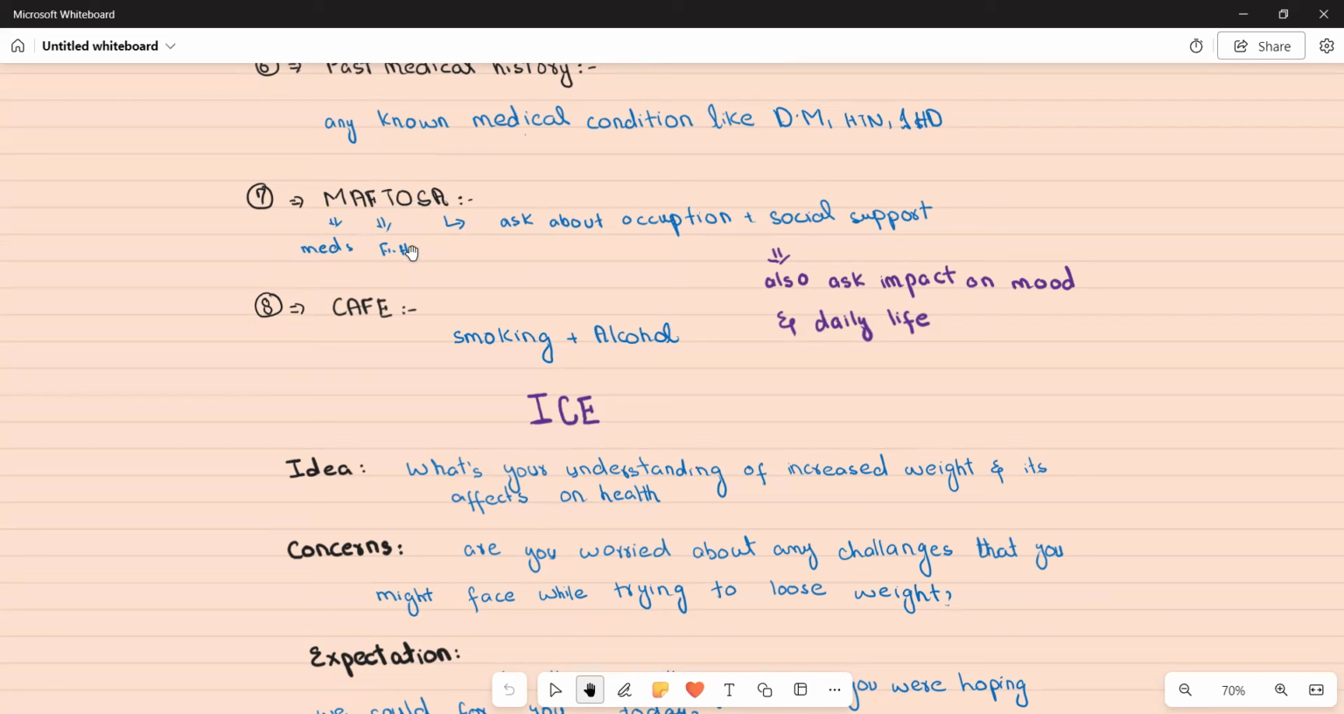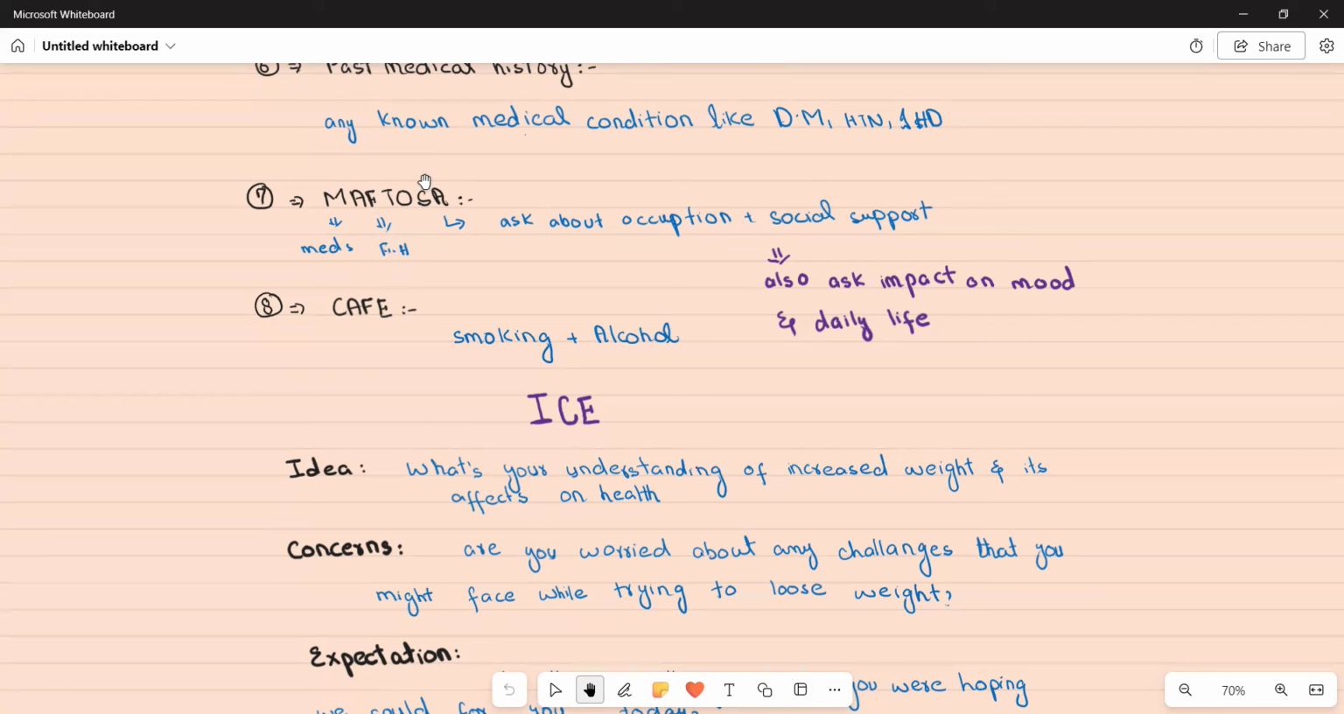Family history is important. Any family history of ischemic heart disease, stroke, diabetes, hypertension, kidney disease, because if they have a family history of these conditions and they are overweight, then it's going to increase their cardiovascular risk many times. Okay, so you're going to ask about family history. Don't forget, family history is important here.